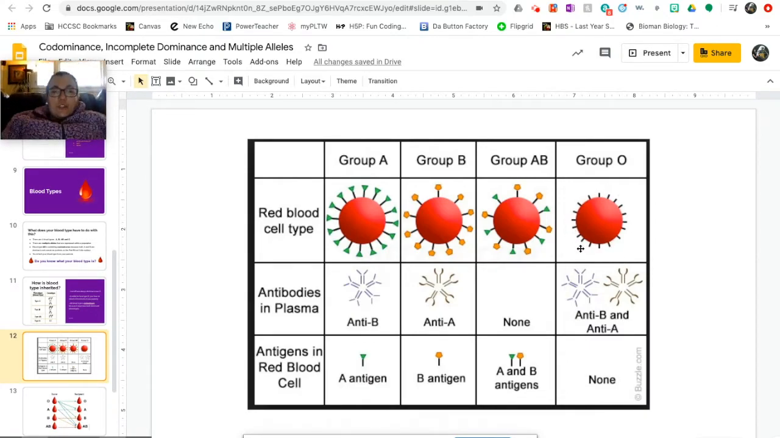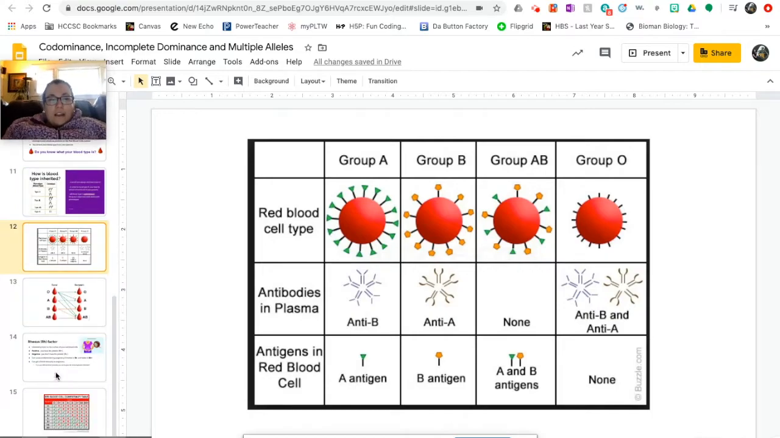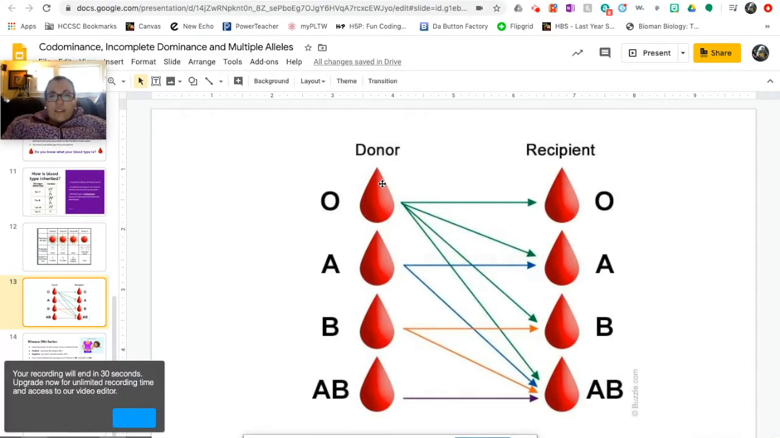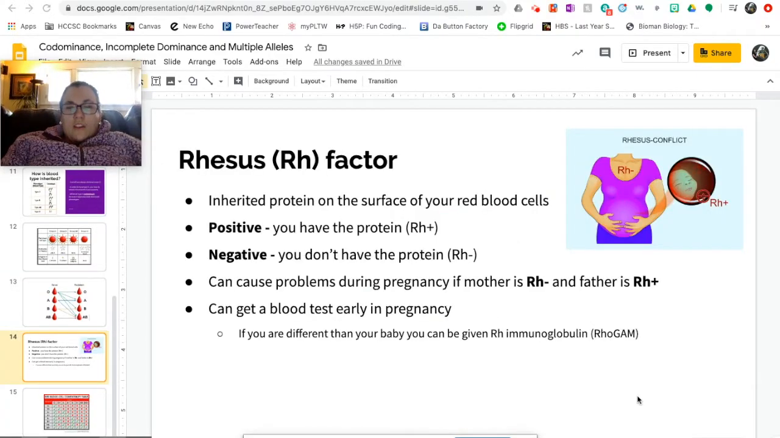So this is important for when you do the activity you're going to be doing with this, and it's a virtual blood typing lab. And then just to look at how people can donate and receive blood. Type O blood is considered the universal donor because it does not have those proteins on the surface. It can donate to anyone. The most restrictive type is type AB for a donor because they can only donate to type AB. But you can see A can donate to both A and AB, and B can donate to both B and AB.